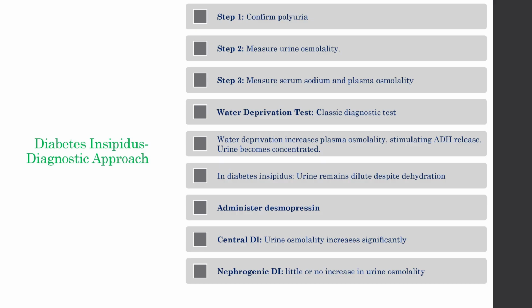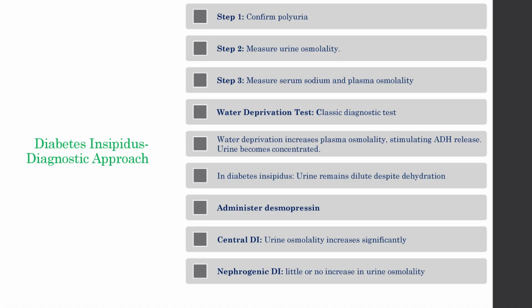Step 3. Measure serum sodium and plasma osmolality. Typically, plasma osmolality above 295 milliosmol per kg, serum sodium often above 145 millimoles per liter, especially when water intake is inadequate. Water deprivation test. This remains the classic diagnostic test.